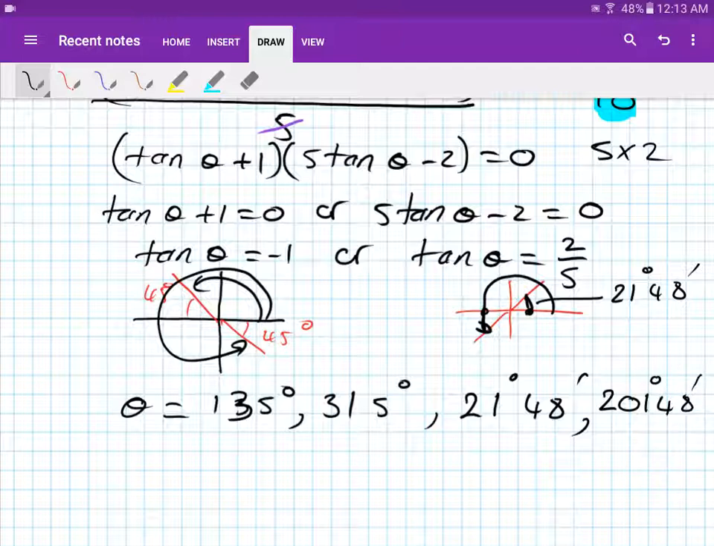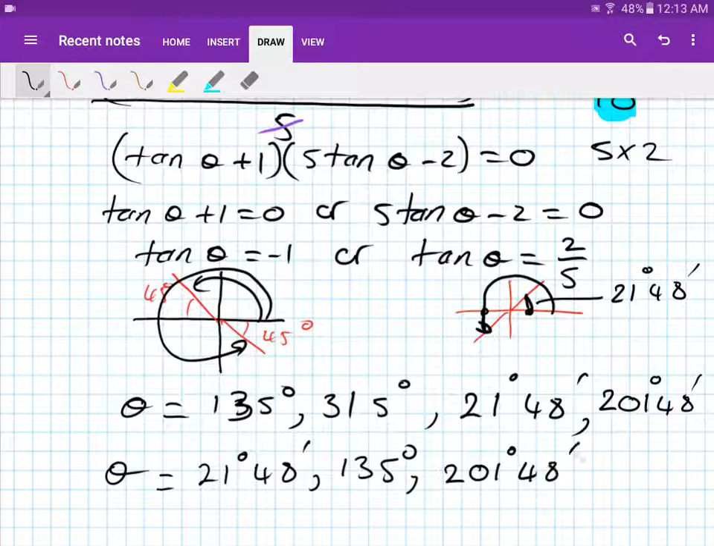Okay, so now I'm going to rewrite in order. So theta equals 21 degrees 48 minutes, and the other one, look for it, that becomes 135 degrees, and 201 degrees and 48 minutes, and 315 degrees.